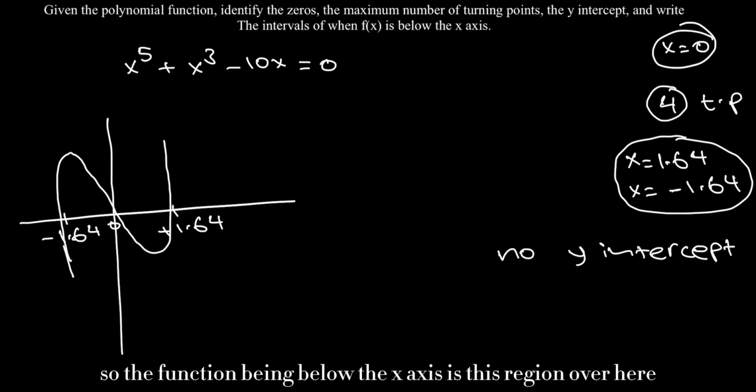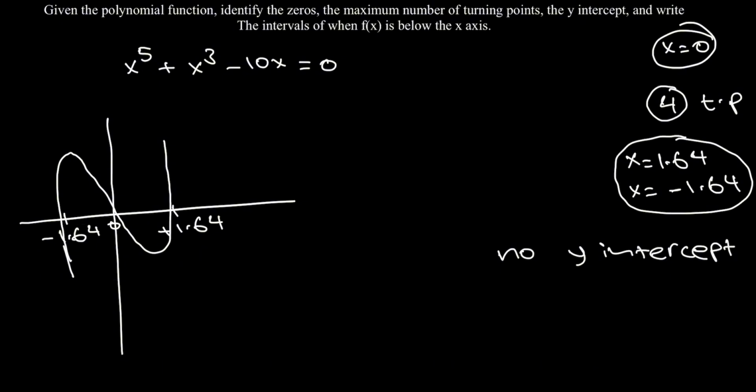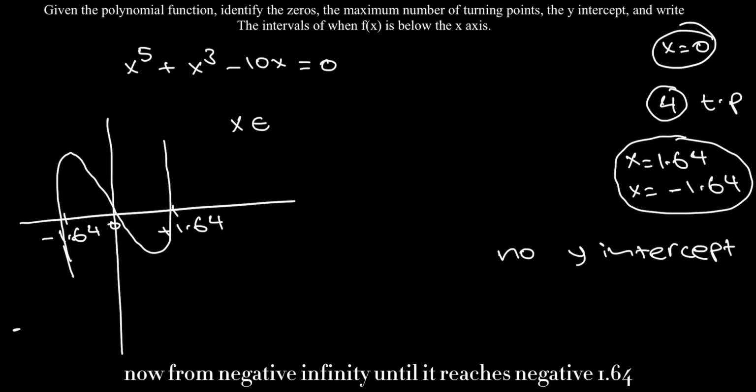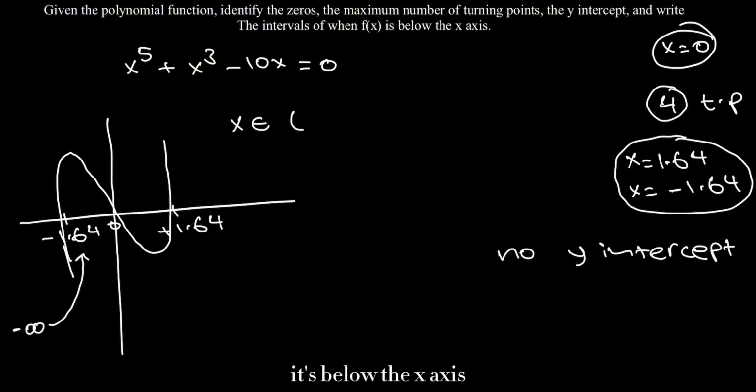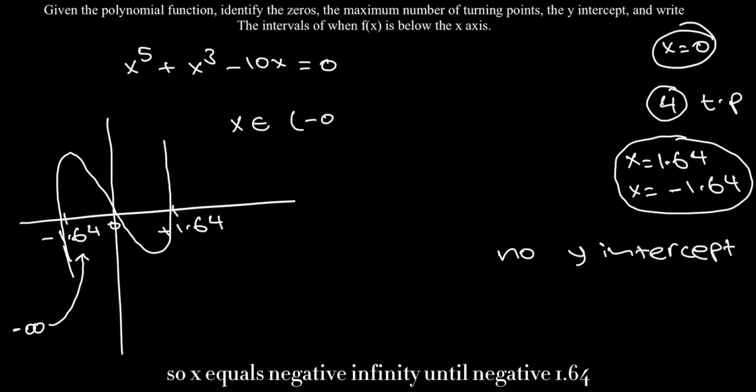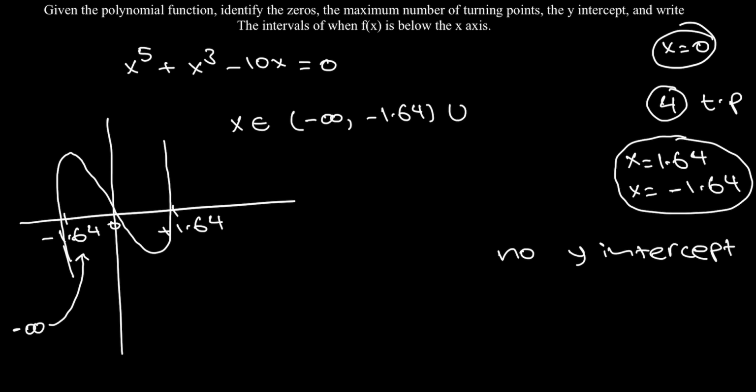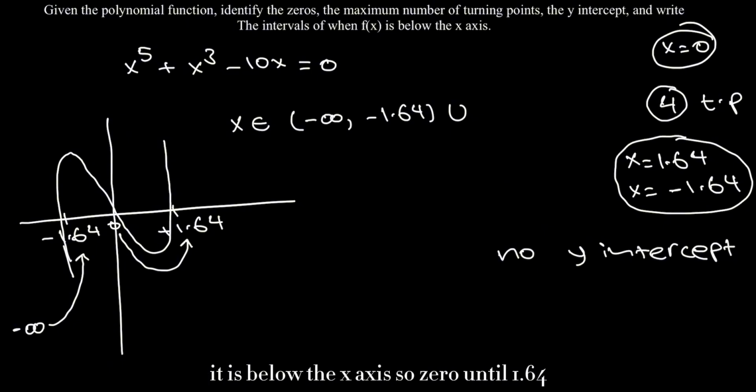So the function being below the x-axis is this region over here. Let's write that out. x equals, now from negative infinity until it reaches negative 1.64, it's below the x-axis. So x equals negative infinity until negative 1.64. And from 0 until it reaches 1.64, it is below the x-axis. So 0 until 1.64.